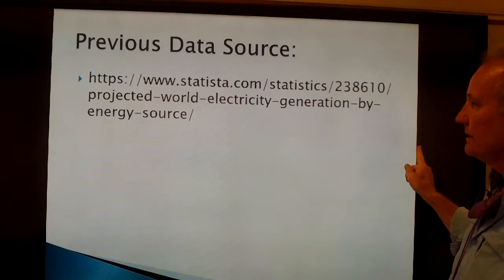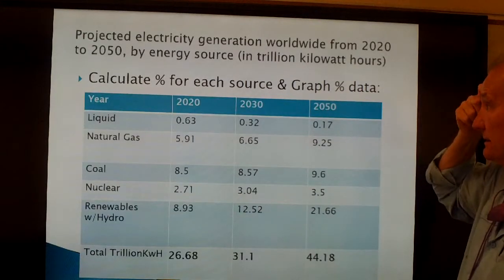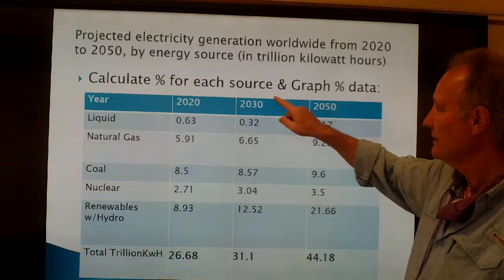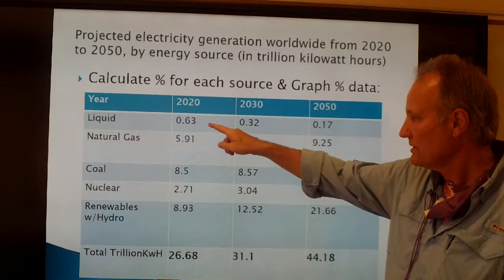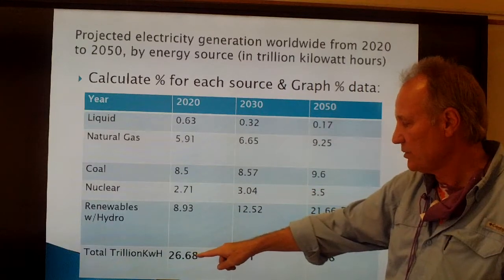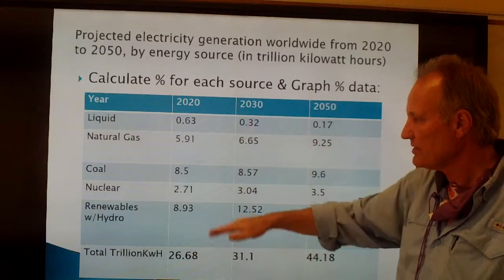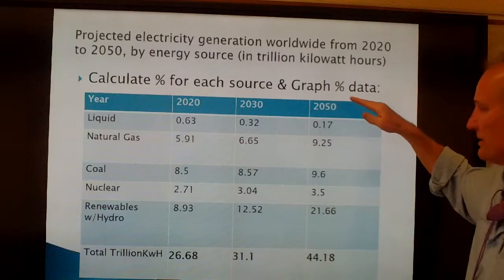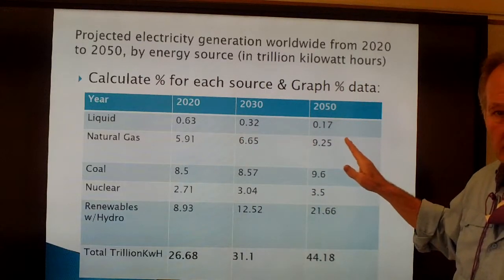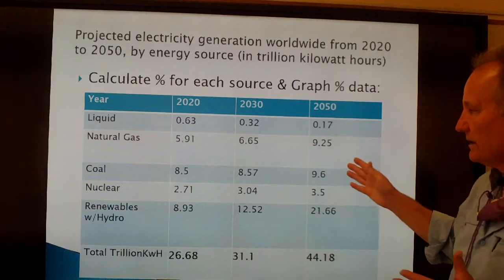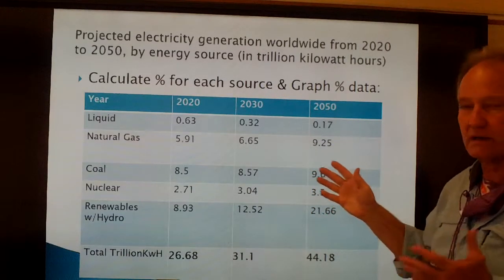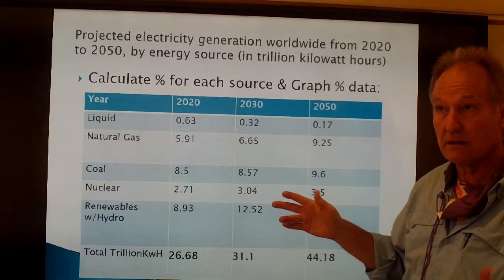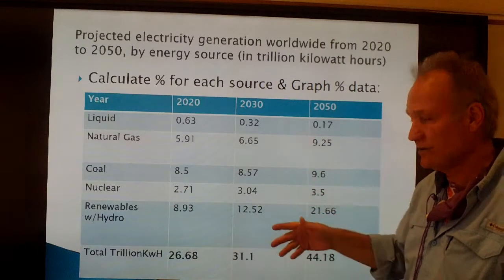Okay, so your task is to graph the percentage. So of this 26.68, so 0.63 divided by 26.68 times 100, get the percentage in 2020 and compare it to the percentages in 2050. So what's our distribution going to look like compared to these two? You can either put it in a pie chart or in a multi-line graph. That's up to you.